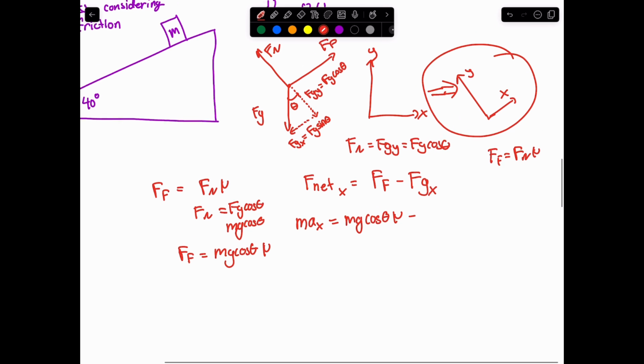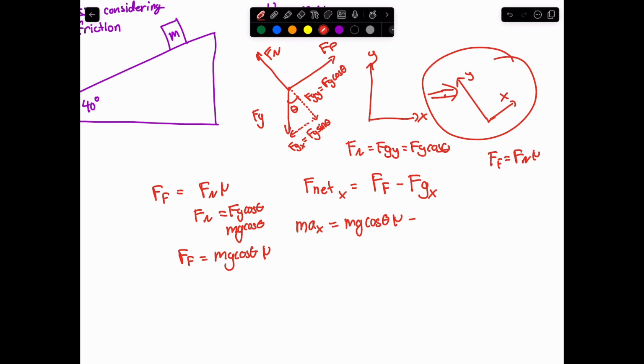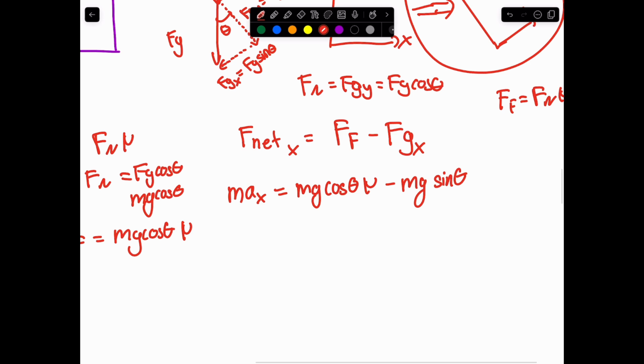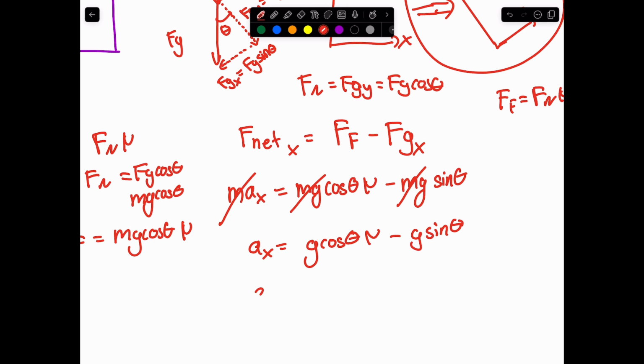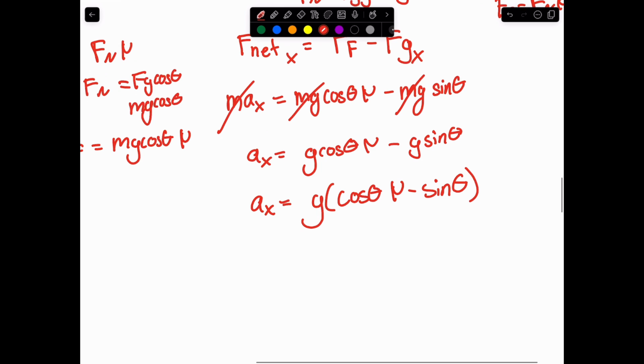Now Fgx is quite simple. It's Fg sine theta, and Fg sine theta is equal to mg sine theta. So we can do mg sine theta. And once again, you'll notice we have m's in every term, which means cancel, cancel, cancel. Isn't that beautiful? And we're left with ax equals g cosine theta mu minus g sine theta. We can clean this up to get g times cosine theta mu minus sine theta. And we can go ahead and plug in some numbers. g, 9.81.